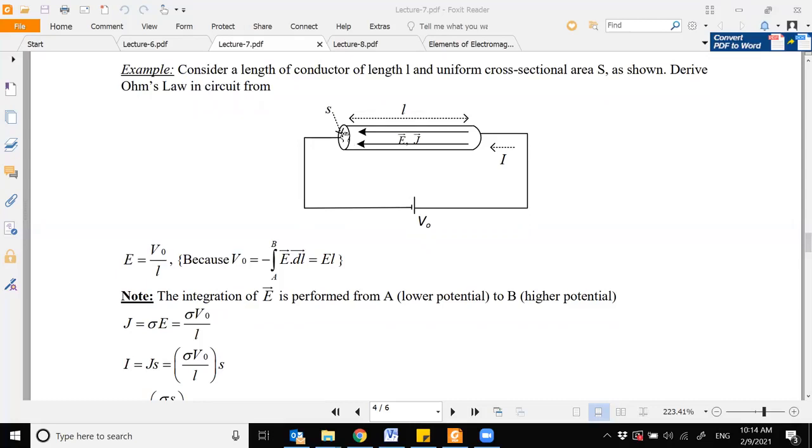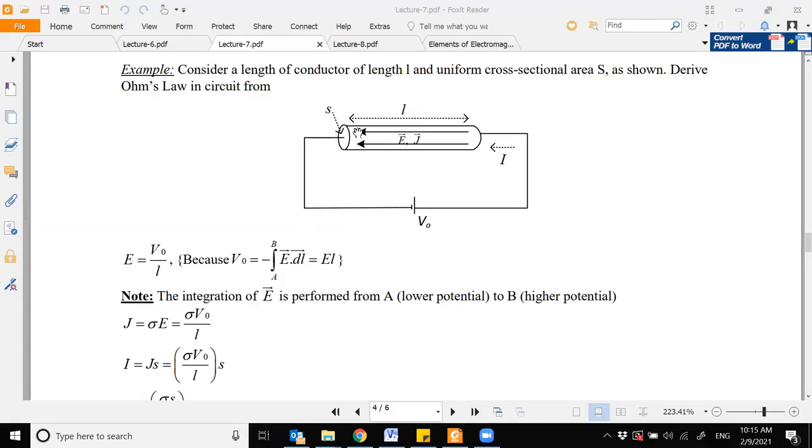But since we are integrating from lower potential to the higher potential, that is in the direction opposite to the electric field, that's why we will end up with minus of minus becoming plus, and then we will get the potential difference as positive. And now here it is E bar dot DL bar. This is my length L, this is my DL.